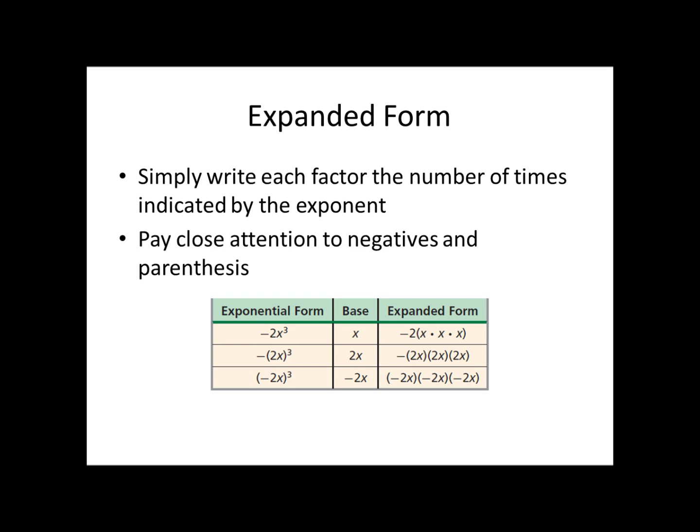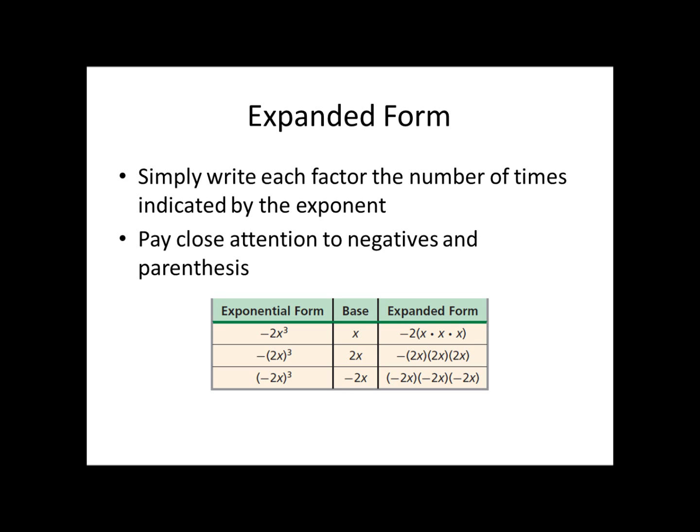Now, expanded form basically means that we write out everything with a power, the number of times indicated by that exponent. Now, you need to pay close attention to negatives and parentheses. Those parentheses are going to tell you what is actually getting the power. So we've got a few examples right here. In our first one, negative 2x cubed, with no parentheses, that means that only the x is getting cubed. The negative 2 just happens once, and then we multiply by x times x times x.